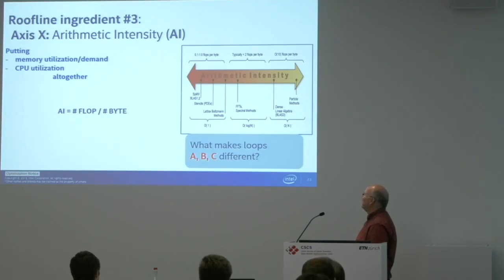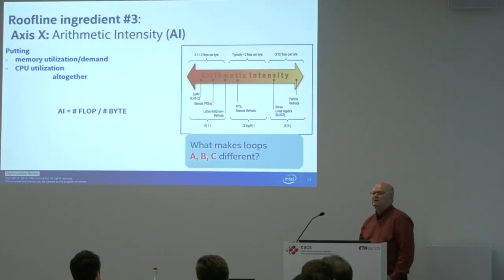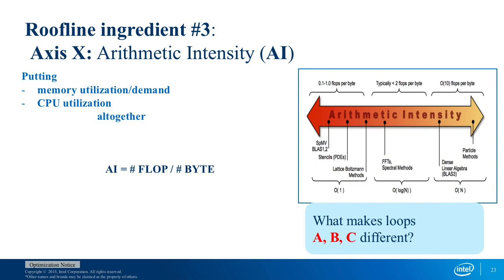So the x-axis is the arithmetic intensity. It's just the number of flops that can be calculated for each byte, independent of whether the byte comes from DRAM or from any cache. This is a difference to the classical Roofline, that it's independent of the source of the memory.